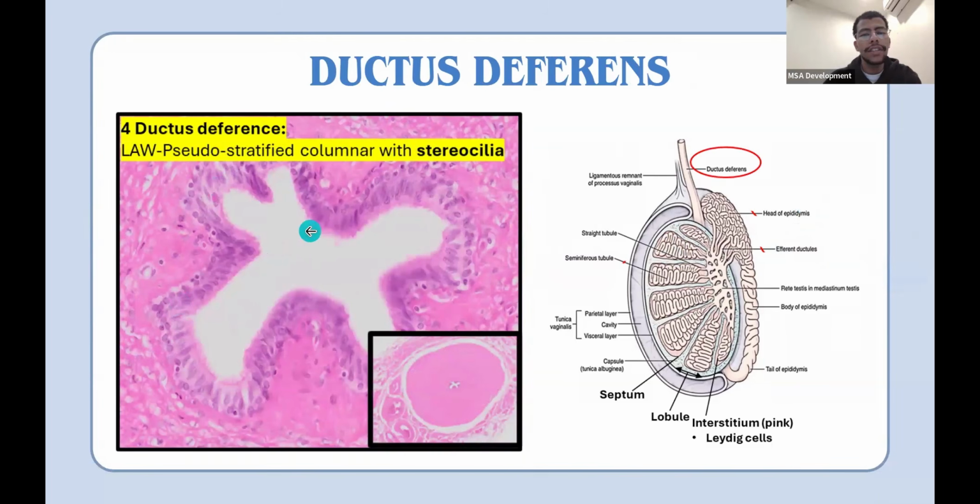Then we have the ductus deferens or the vas deferens. Right? This is what carries the sperm outside of the testes, okay? And this is what it looks like. It kind of looks like a flower. I'll show you guys all the identifying points and all the details in a bit.